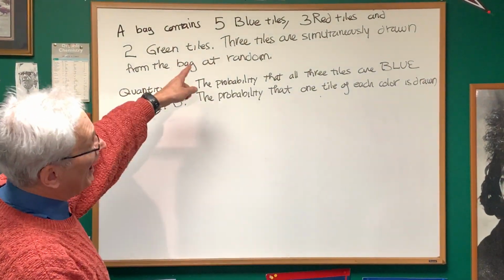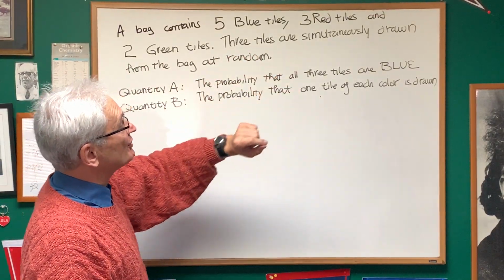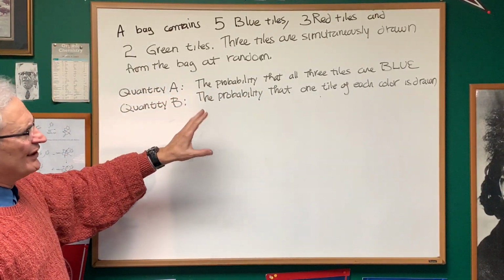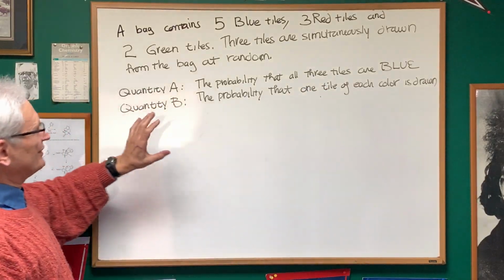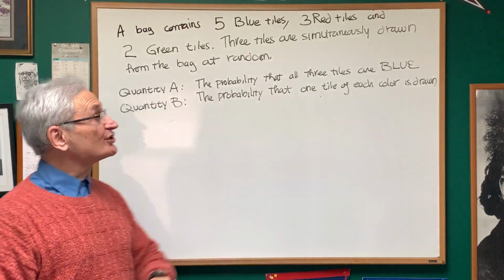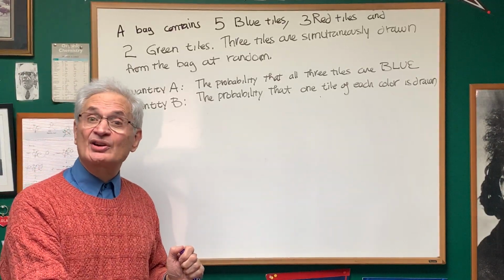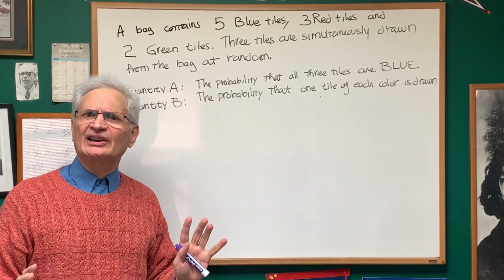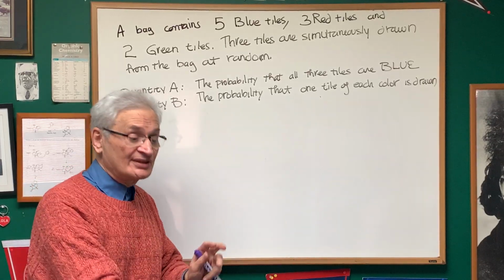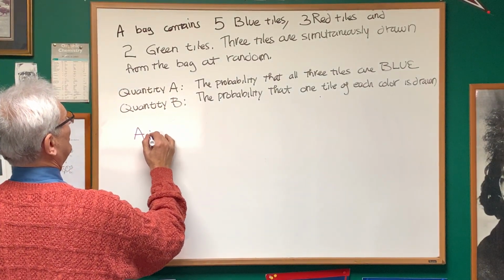A bag contains 5 blue tiles, 3 red tiles, and 2 green tiles. 3 tiles are chosen simultaneously from the bag at random. Quantity A, the probability that all 3 tiles are blue. Quantity B, the probability that 1 tile of each color is drawn. All right, so now what we want to do is model this. Although it says that 3 tiles are drawn simultaneously, the way they're modeled is that we're going to do it sequentially. 1, 2, 3. We're going to slow time down and look at it as if it were a sequential selection. Okay, so let's compute quantity A.